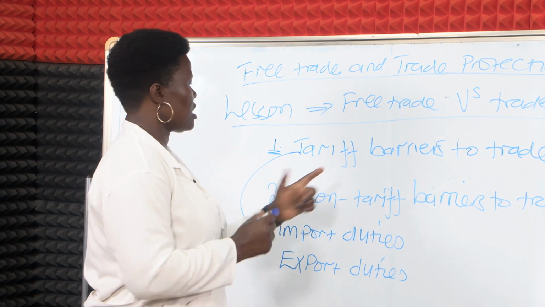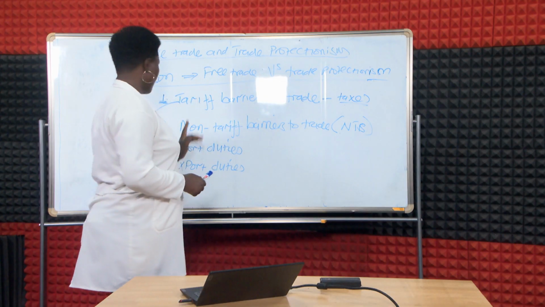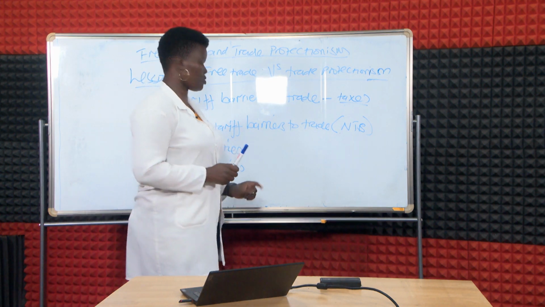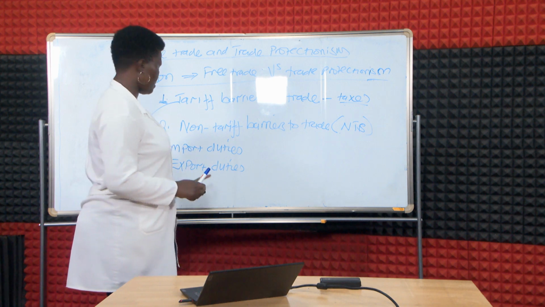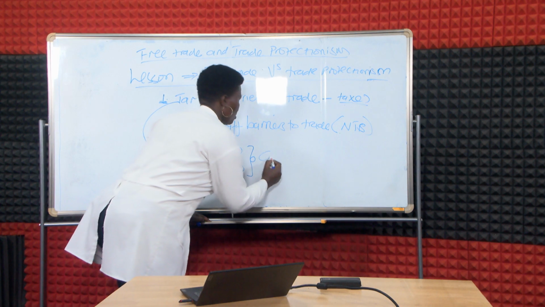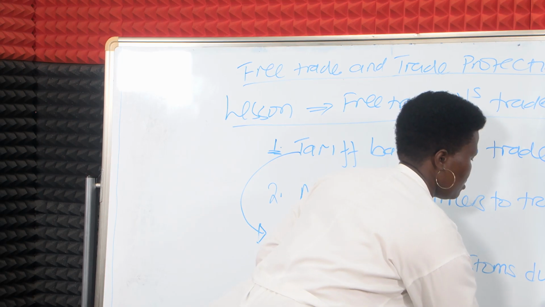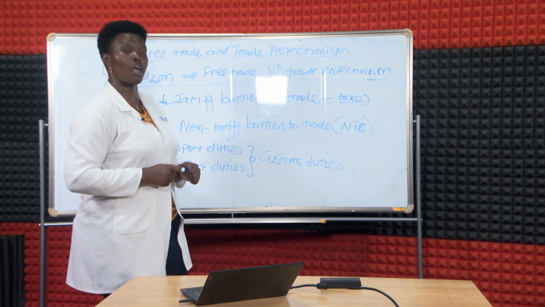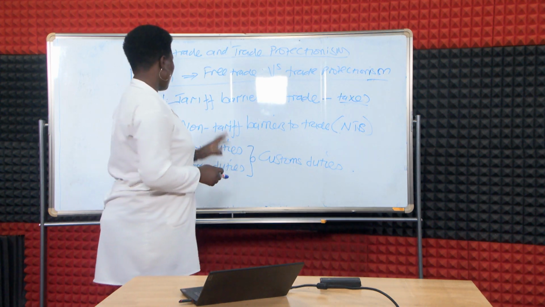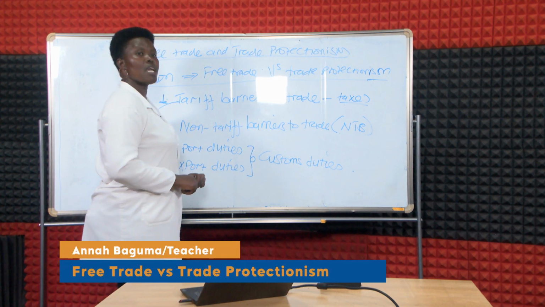So that means that the tariff barriers are those international trade restrictions that involve taxes. The taxes can be on imports, the taxes can be on exports. If the taxes are on imports, we call them import duties. If they are on exports, we call them export duties. And a combination of the two is what we call customs duties. So customs duties are taxes imposed on either imports or exports. So in tariff barriers, we have only two examples, that is import duties and export duties.